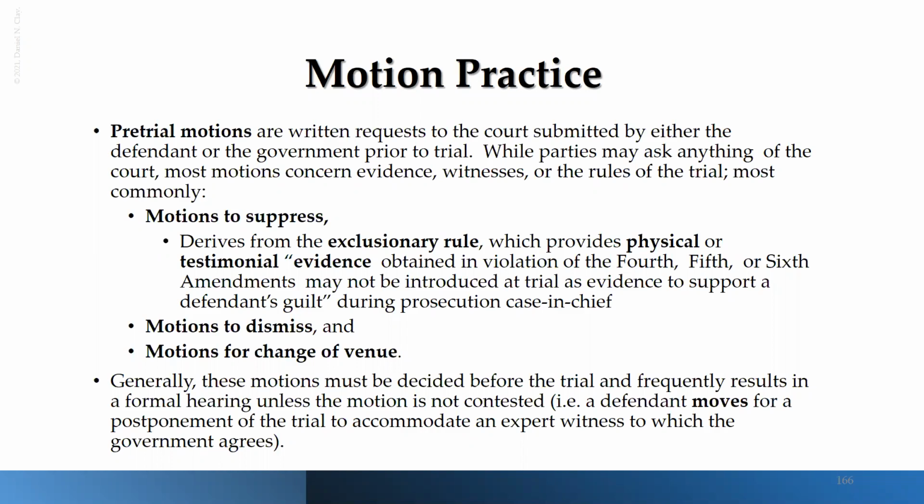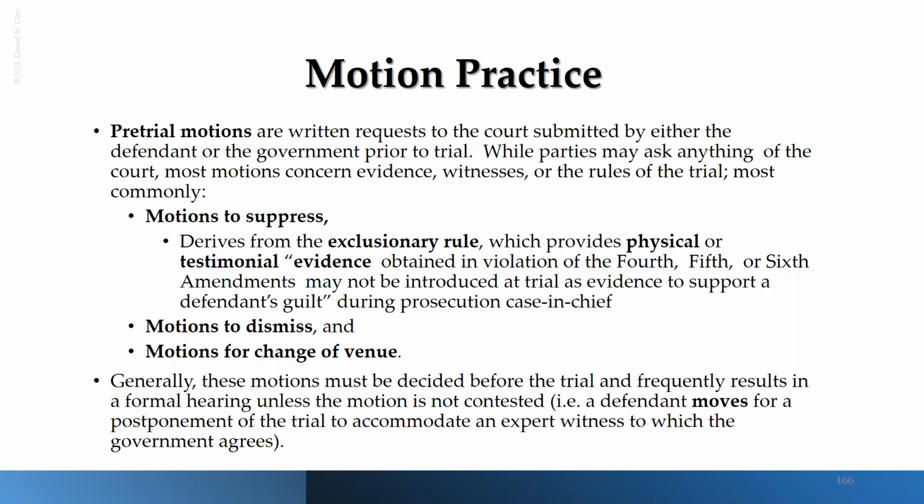We discussed in quite some detail the motion to suppress. So if we recall, just as a review, the motion to suppress derives from what's called the exclusionary rule. And the exclusionary rule basically provides that if law enforcement obtains evidence in violation of the 4th Amendment, 5th Amendment, or 6th Amendment, that evidence may not be introduced in trial as evidence to support a defendant's guilt. Now, this occurs during the prosecution's case in chief.